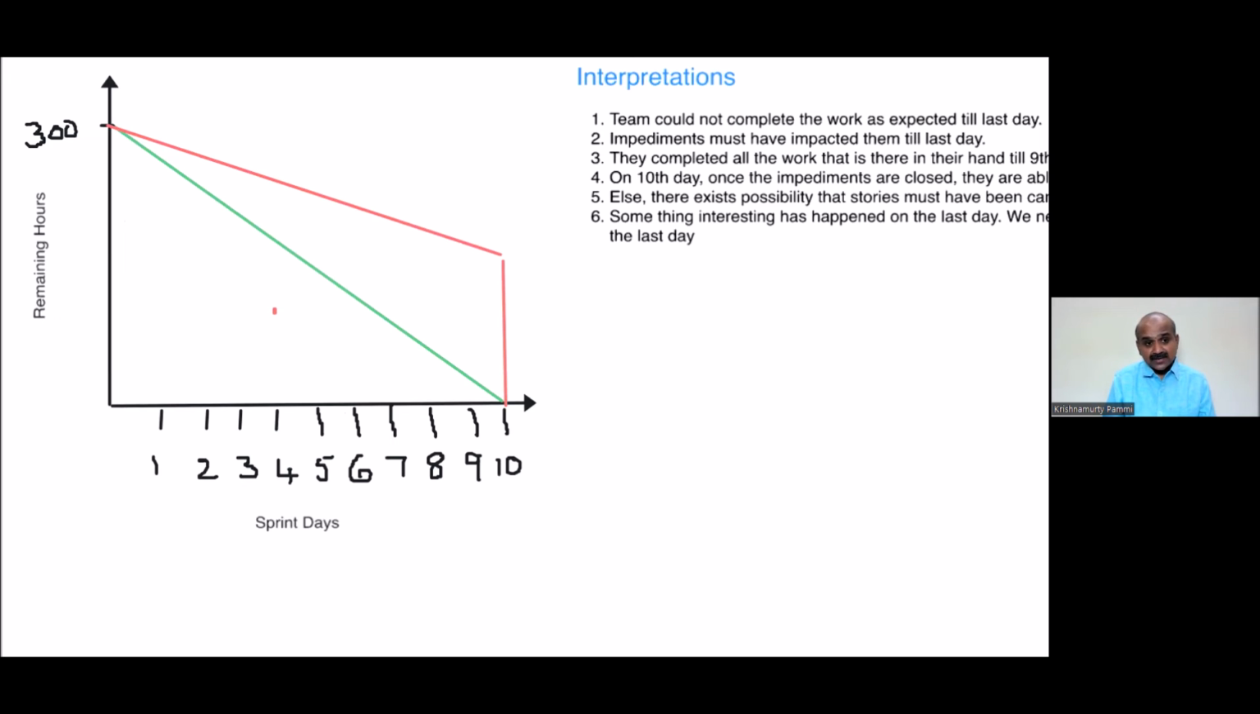Because of which, until the 9th day, they're in a bad shape. On the 10th day, they're able to complete. They're able to make it to 0, right? So most probably, because it comes to the 10th day and then goes down like this, the stories must have been cancelled on the last day. But something interesting must have happened, my friends.